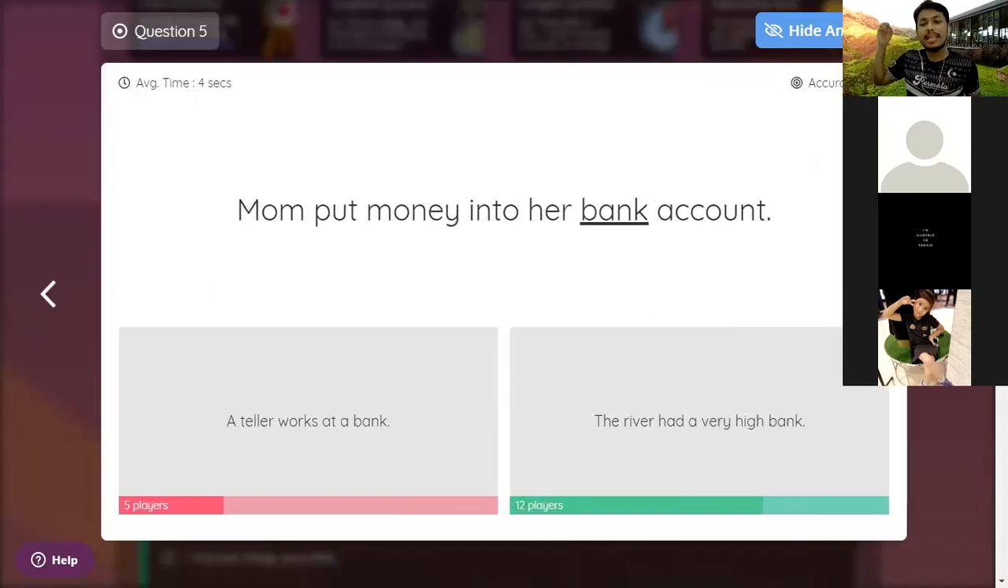Mom put money into her bank account. A teller works at the bank. Pekerja tu bekerja di bank yang ada tempat duit. The river had a very high bank. Into her bank account. Oh, I think I... wait. I think I salah letak jawapan yang sini.